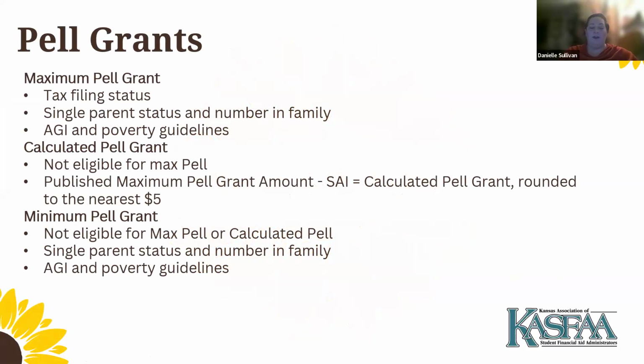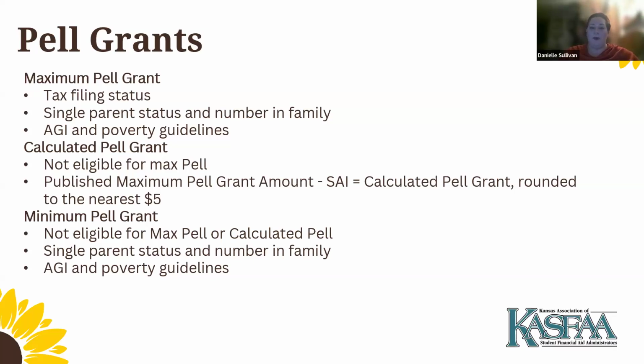A student can qualify for the maximum Pell Grant. It's going to be based on the state they live in, the tax filing status, if the parent is a single parent or not a single parent, the student's dependency status, the adjusted gross income, and then the poverty guidelines.